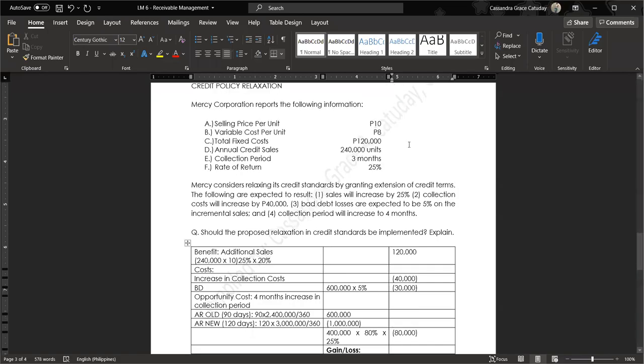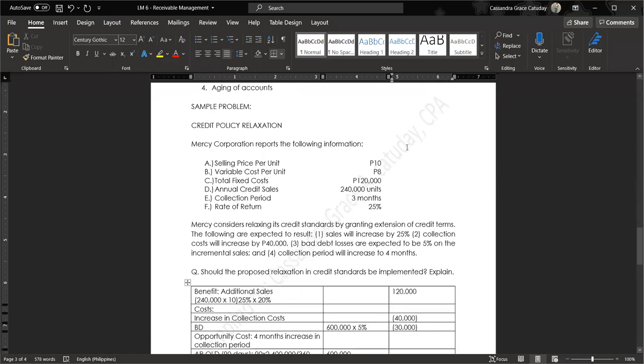Okay. So let me read the problem first. Mercy Corporation reports the following information. Selling price per unit, 10. Variable cost per unit, 8. Total fixed costs, 120,000.